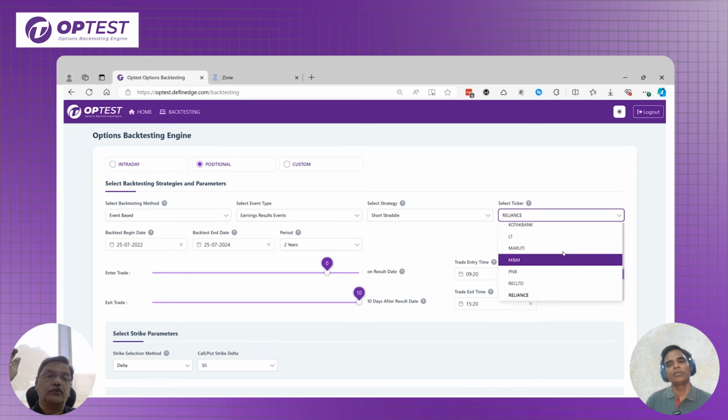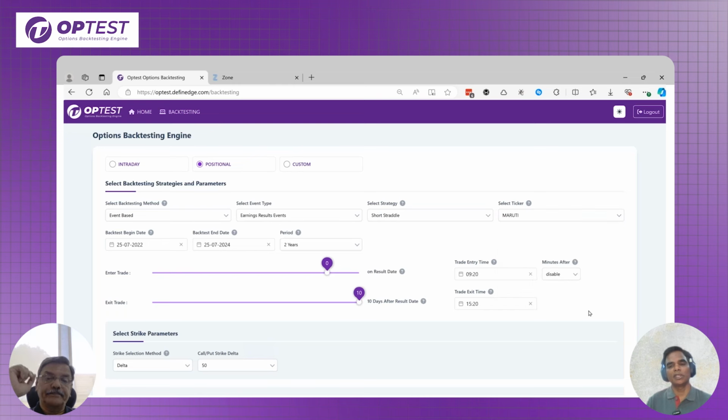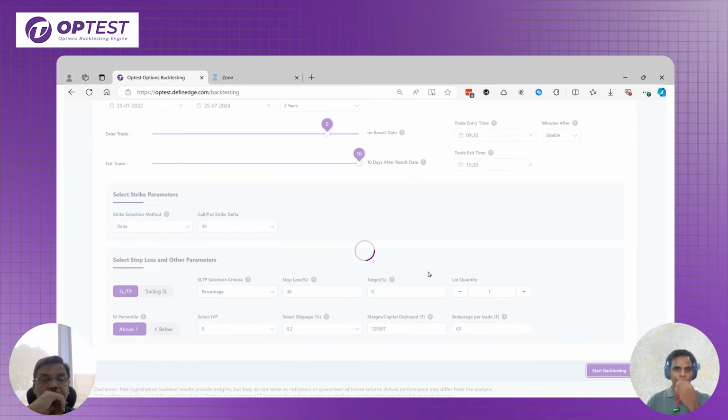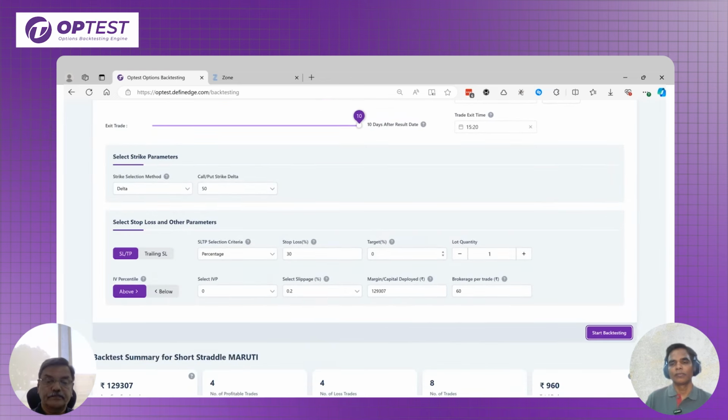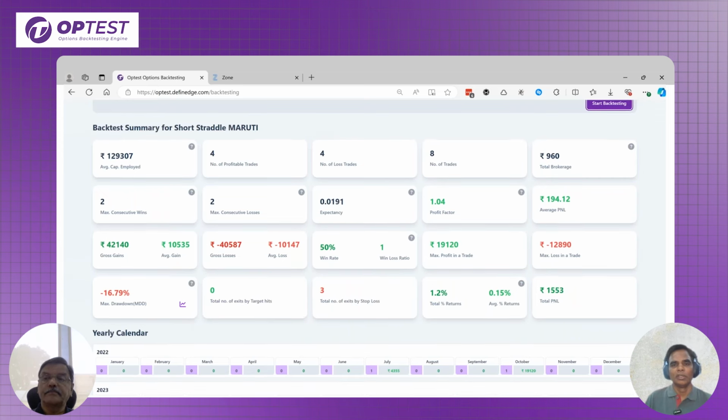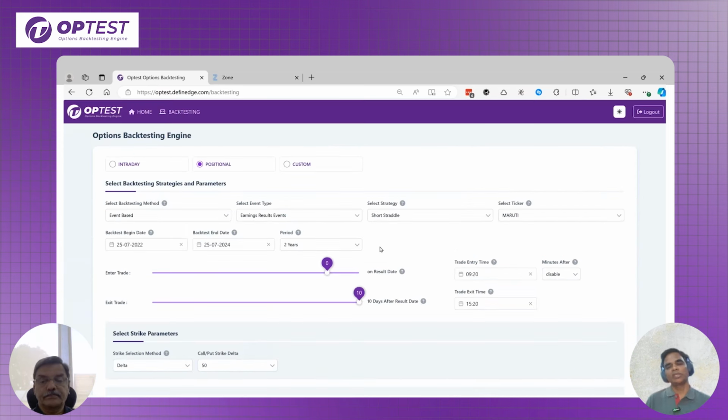Maruti is typically afternoon. Maruti. Afternoon. Okay. Yeah. So maybe we can check this. So let's check this. Yeah. Okay, 50-50 kind of thing. Yeah. So basically, you can check different ways on how you can enter this particular strategy. You can enter 1 day before on result date or 1 day after, and then see which one gives good results.